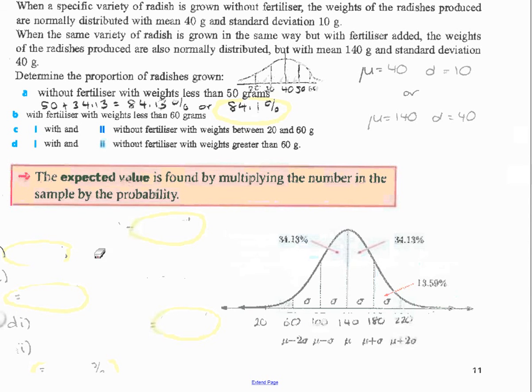So with fertilizer, with weights less than 60 grams, so I is for with fertilizer, and without fertilizer with weights between 20 and 60 grams. Let's see, I can fill those ones in for you just so you can see what we're doing. So let's see, this is it, C, I.